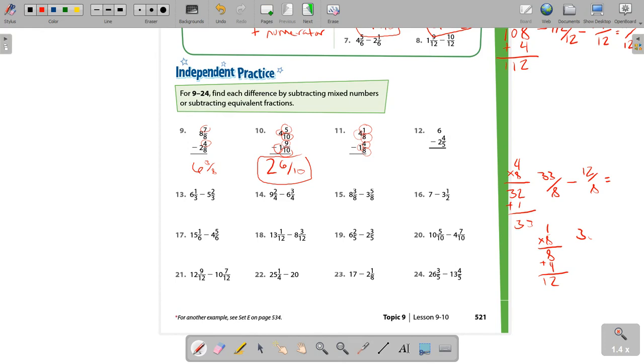Let's do 33 minus 12. 21. 21 over 8. Now, same thing here. Now we need to simplify that. Let's turn that back into a mixed number. How many times does 8 go into 21? I think most of you looking at that know that it can only go in twice, and that's 16. So what's 21 minus 16? Let's borrow here.